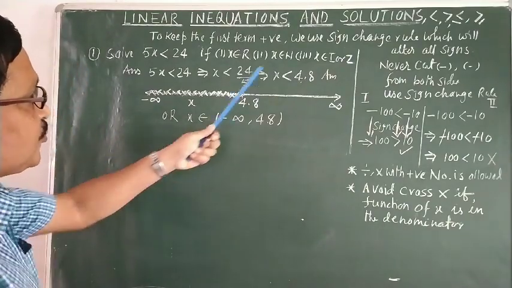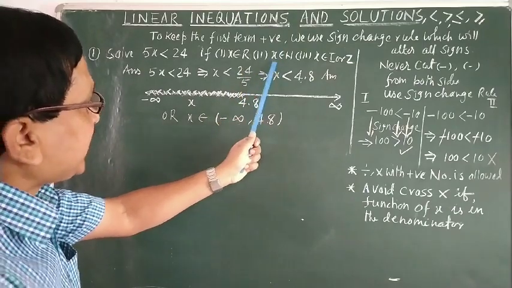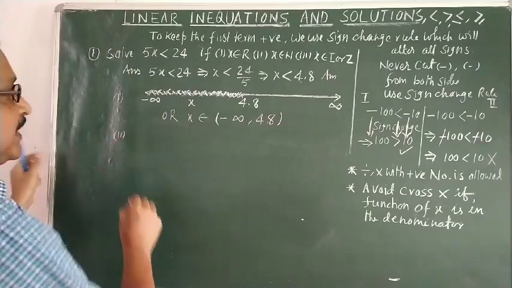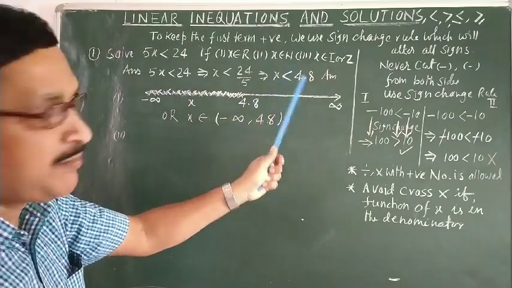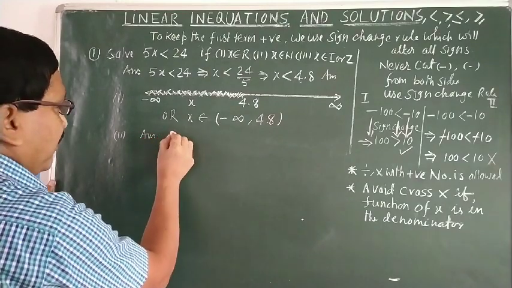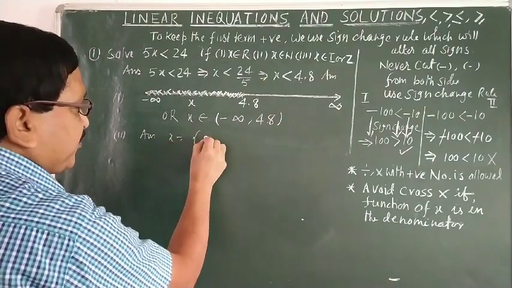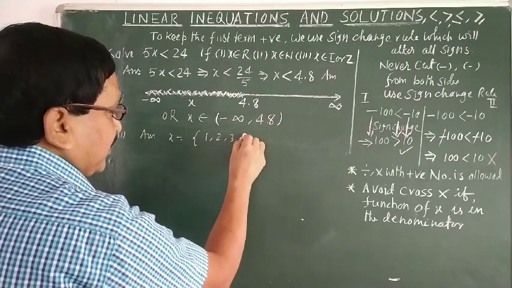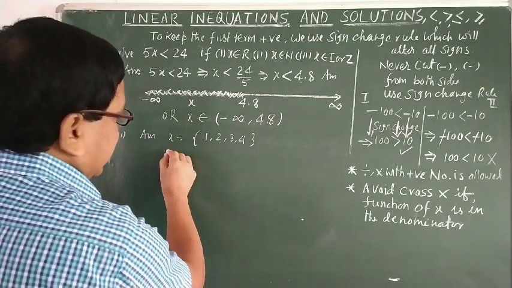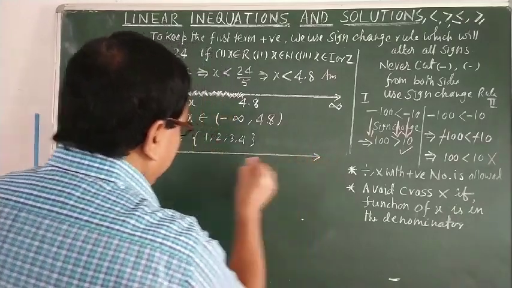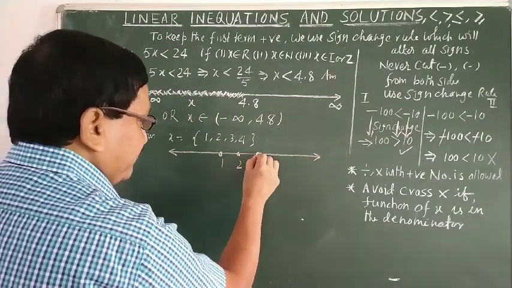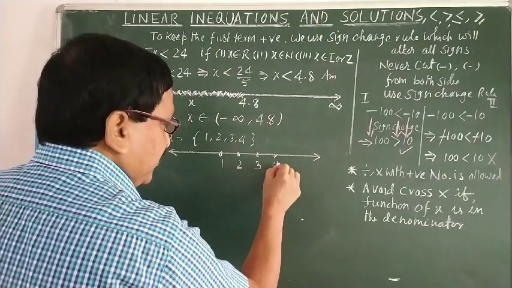Again, to answer the second question, x is a natural number less than 4.8. So the answer is all the natural numbers less than 4.8: 1, 2, 3, 4. Stop. These are the natural numbers less than 4.8. The graph will be like this: 1, 2, 3, 4.